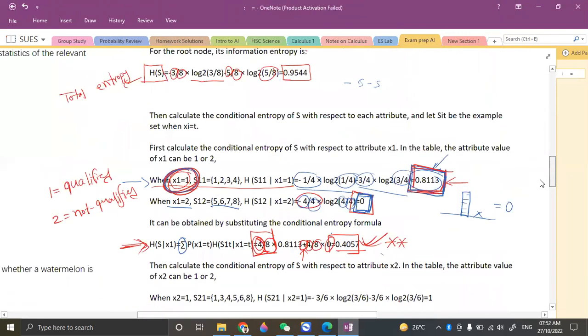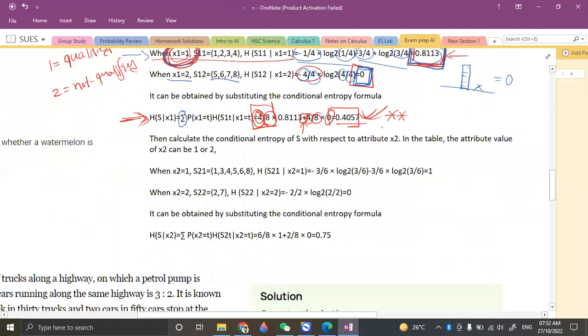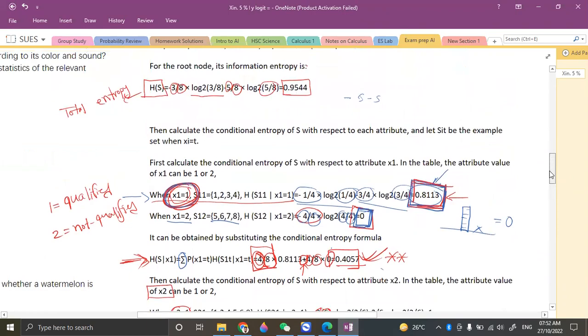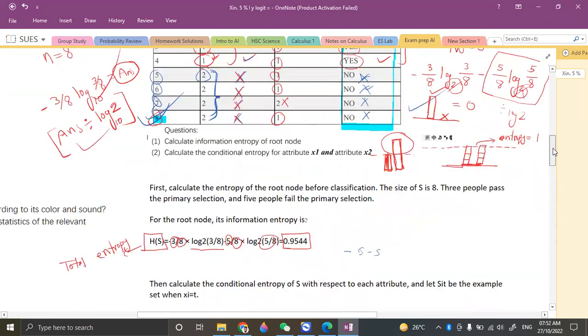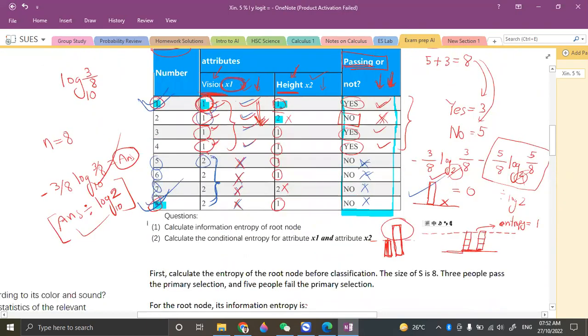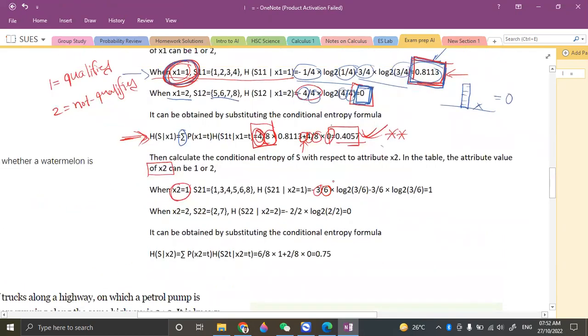So the same formula here. For the attribute x2, when x2 is equal to qualified, then the answer will be, we have total 6 out of 3. Why is this 6? Let's see here. We have 6 qualified, 1, 2, 3, 4, 5, 6, right? So we write down 6 here.